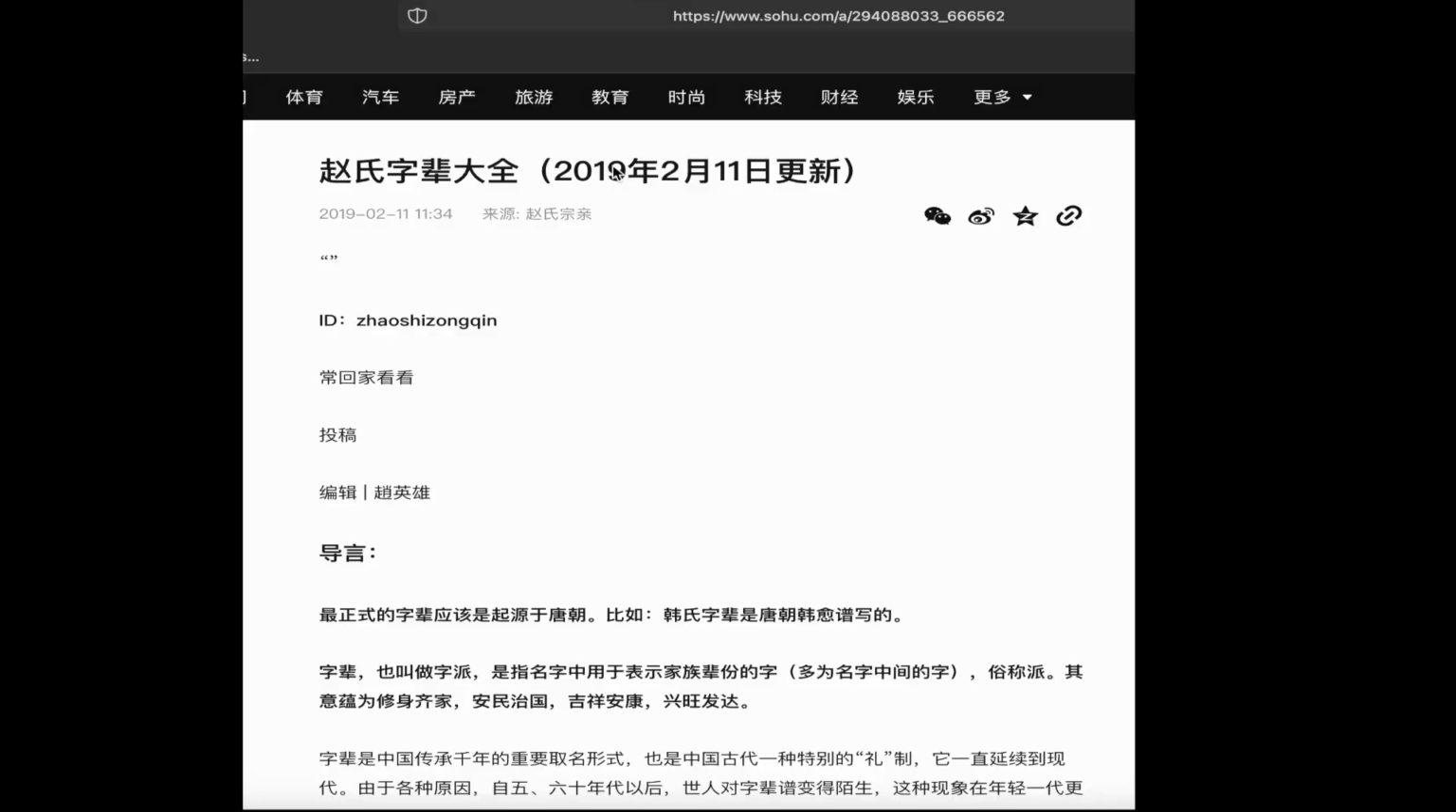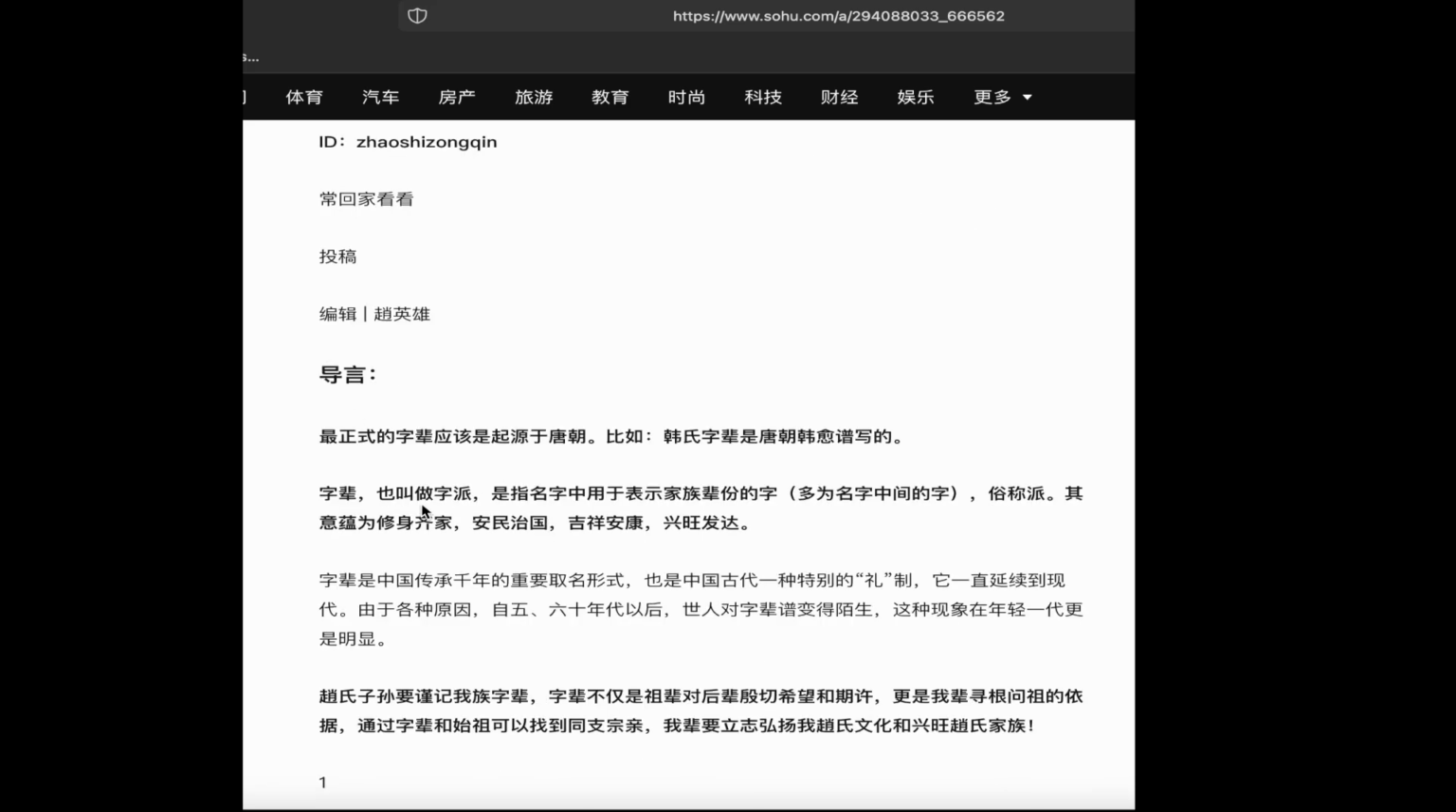As I said, each character represents one generation. But how do you find out which character to choose? What if you don't have your family genealogy book? What resource can you use to find out which generation you are in? Well, let's refer to a specific website I found. Here I'm at a website called sohu.com, but you can use any number of different websites.